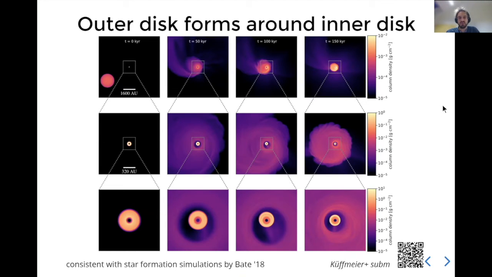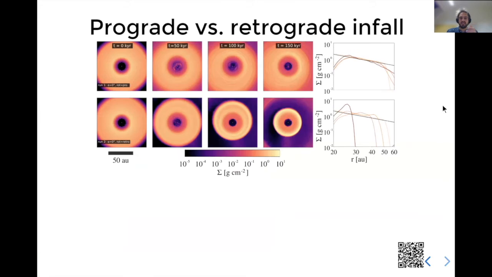And what you see is during the evolution, the inner disk is still there, but it starts to shrink. So its size is reduced. So this is a counter-rotating system, and the inner disk shrinks due to interaction with the outer disk. This becomes particularly clear if you compare it to the prograde infall that is shown here. In the upper panel, you see prograde infall, where the size of the inner disk remains approximately the same, while in the retrograde infall, it changes. And that's consistent with conservation of angular momentum.